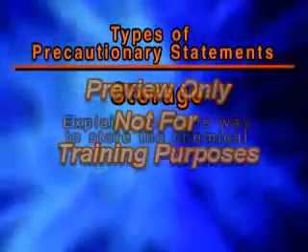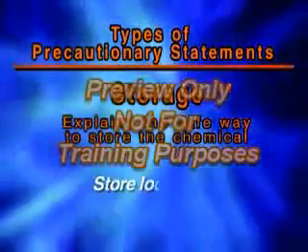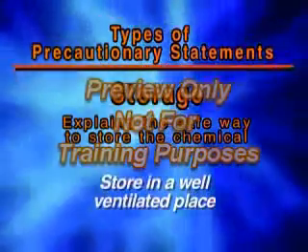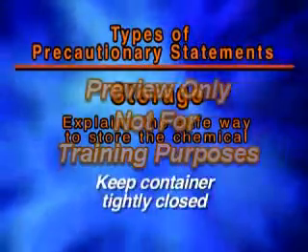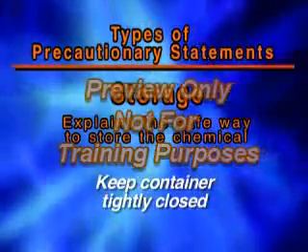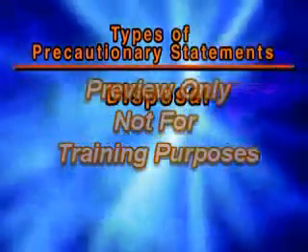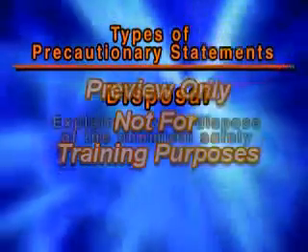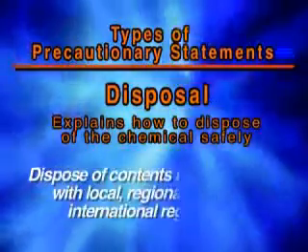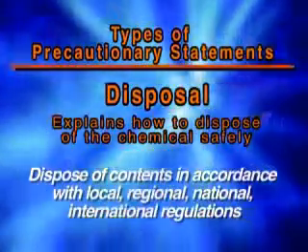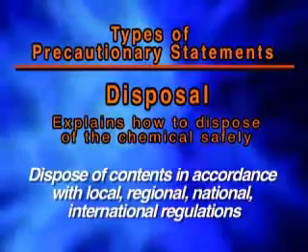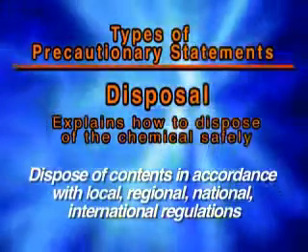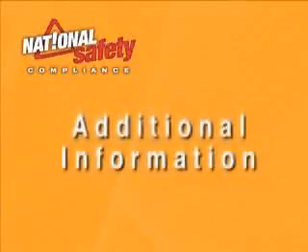Storage. Explains the safe way to store the chemical. "Store locked up," and "store in a well-ventilated place." "Keep container tightly closed" are statements you might see in this section of the label. Disposal. The last statement explains to the employee how to dispose of the chemical safely. "Dispose of contents in accordance with local, regional, national, international regulations" is an example of a disposal statement you might see on a label.